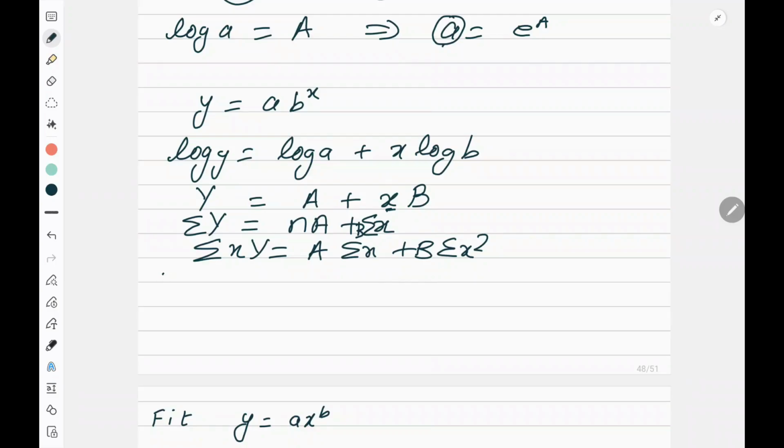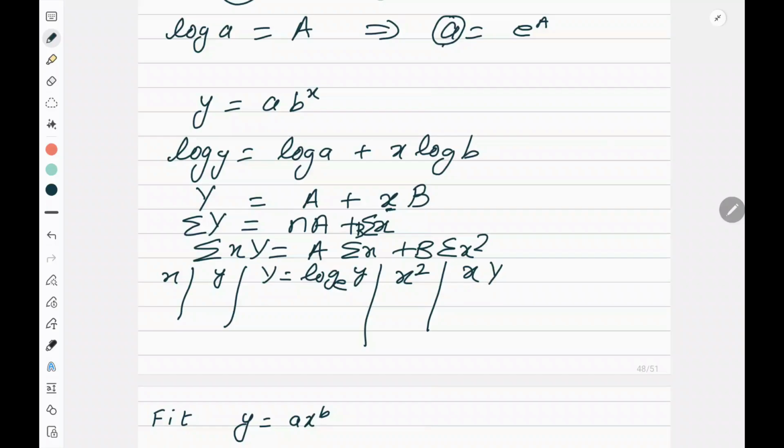So my columns will be x, y, then capital Y which is equal to log y base e. Then I'll have x square and then I'll have x into capital Y. These summations I'll substitute in the normal equation which will give me the value of capital A and capital B. So you should take care that small a is nothing but e to the power A and small b is nothing but e to the power B. This is how we have to do the questions.